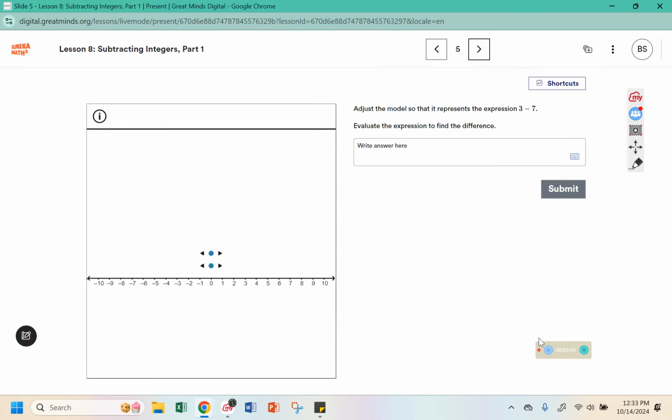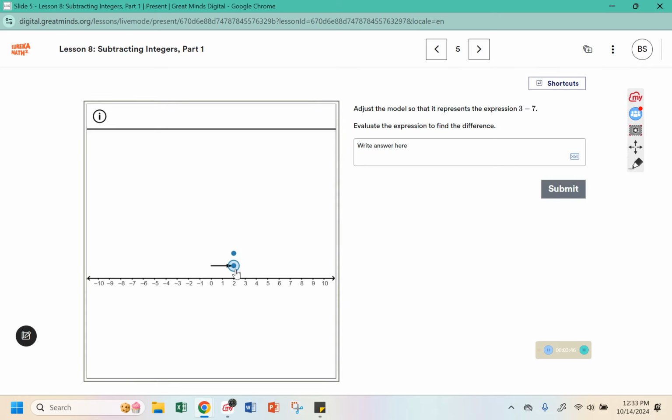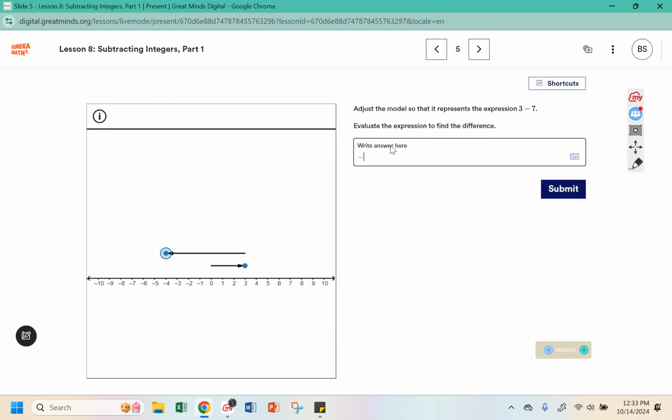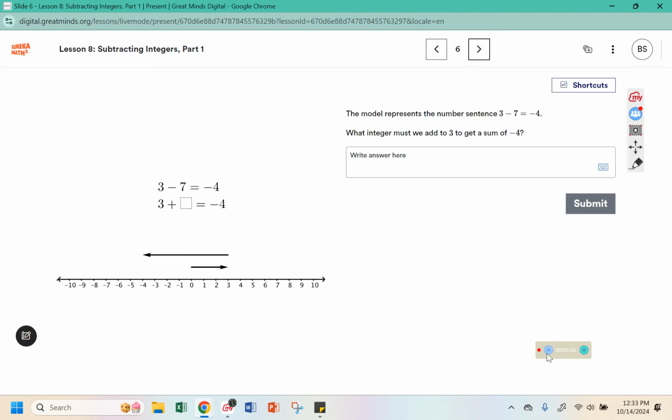Adjust the model so that it represents 3 minus 7. Go forward 3 and backwards 7. We land at -4. Here the model shows 3 minus 7 is -4. We could add -7 to 3, and that would also give us a sum of -4.